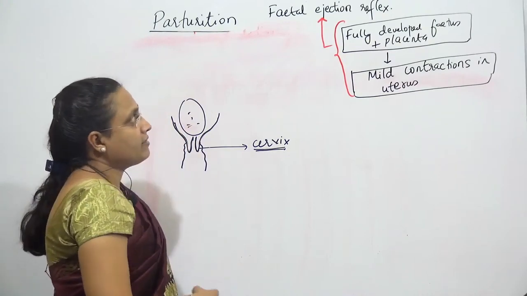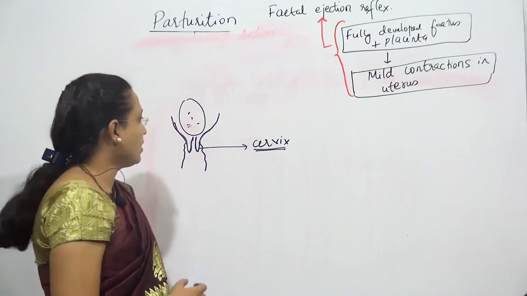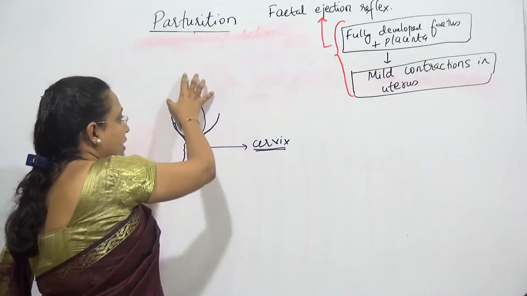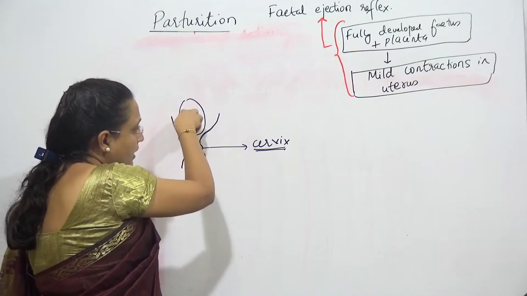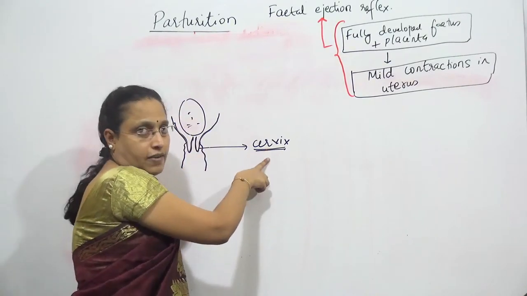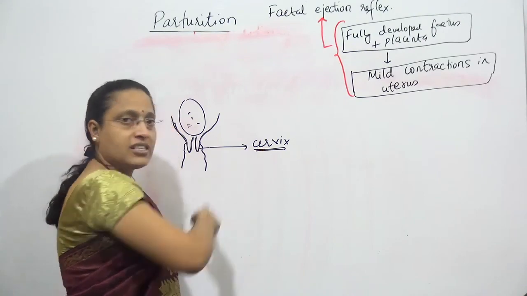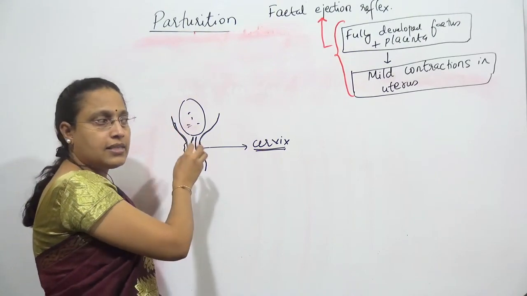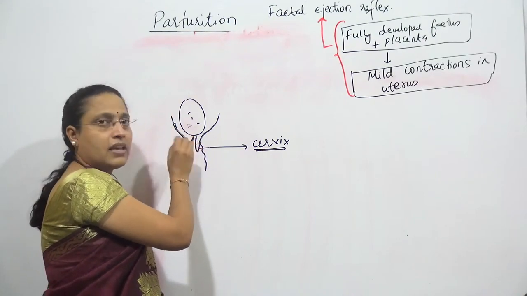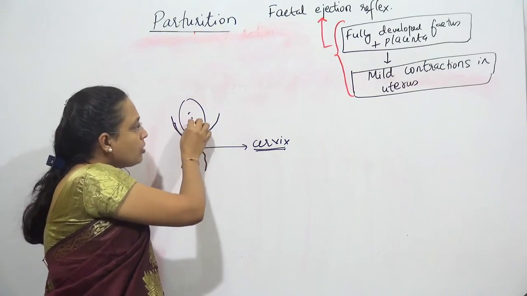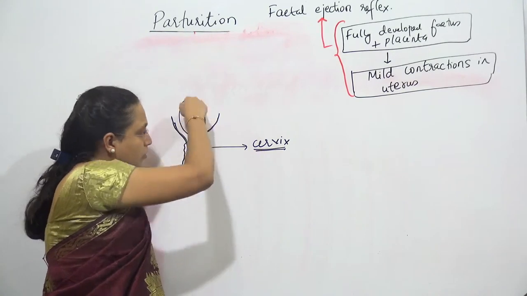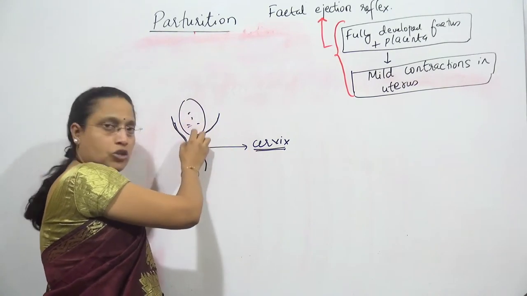Now what happens further after fetal ejection reflex? Now the fetus has been completely developed and the head of the fetus will be pushing the cervix. Now when it pushes the cervix, certain sensory receptors present in the cervix become stimulated because of pushing the cervix. So this head is pushed through the cervix. It keeps pushing the cervix.